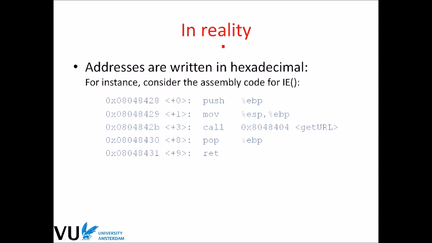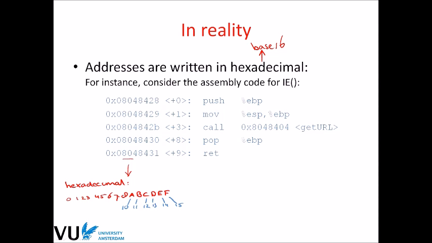Right then. So when we're talking about the memory, as we saw on the previous slide, we write the addresses in hexadecimal. For instance, if we disassemble the code for the function we discussed in the first part of this series, we will actually see addresses like these. They start with 0x to indicate that it's hexadecimal, and then some number. Hexadecimal is not very complicated. It's a little bit different from decimal.